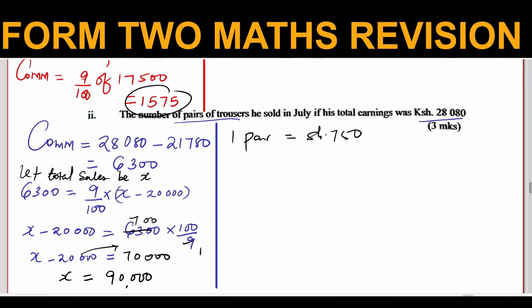So what about the whole of this amount? What about these total sales? That is 90,000. How many pairs of trousers were sold in order to get 90,000? So we simply take 90,000, divide by 750, and this will give 120 pairs.